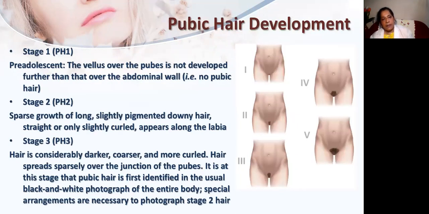Similarly, pubic hair development, pre-adolescent stage, in which vellus over the pubis is not developed further than that over the abdominal wall. It means it is only up to the abdominal wall and does not go on to the pubic region. In stage 2, there's sparse hair growth, long, slightly pigmented, downy hair. In stage 3, hair is considerably darker, coarser, more curled, and spread sparsely over the junction of pubis. It is at this stage that pubic hair are first identified in a usual black and white photograph.